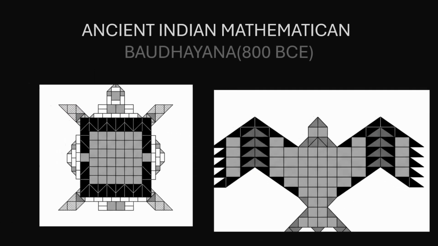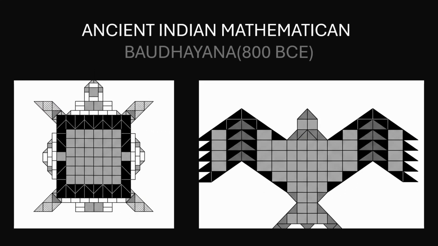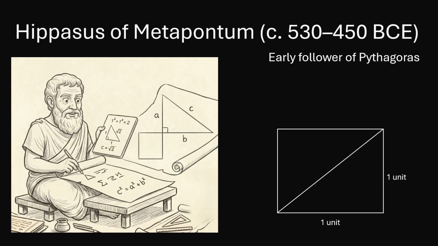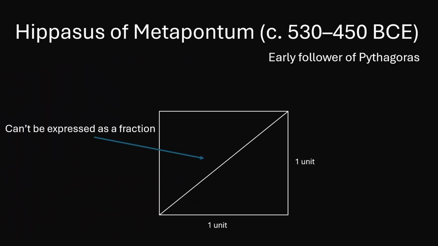While calculating complex geometrical layouts, he encountered something shocking: geometric lengths that completely refused to be written as a fraction. A few centuries later, the ancient Greeks stumbled into the exact same crisis. The famous Pythagorean school believed that all numbers in the universe were rational, but Hippasus, an early follower of Pythagoras, tried to calculate the exact length of the diagonal of a unit square. He realized that this diagonal could never be expressed as a fraction of two integers.